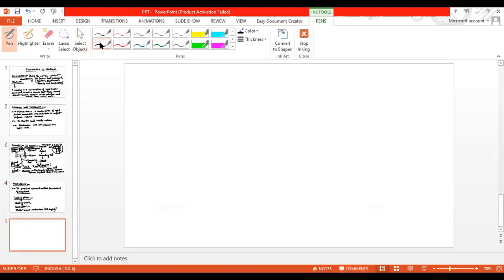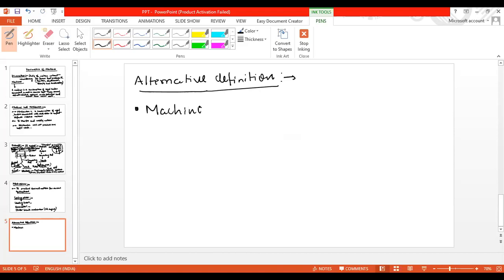Now can somebody give me an alternative definition of a machine? After discussing the difference between a machine and a mechanism, can somebody provide an alternative definition? How can I define a machine with respect to a mechanism? Sir, the combination of different mechanisms which produces useful work is a machine. Right. Now you can very easily define what a machine is.